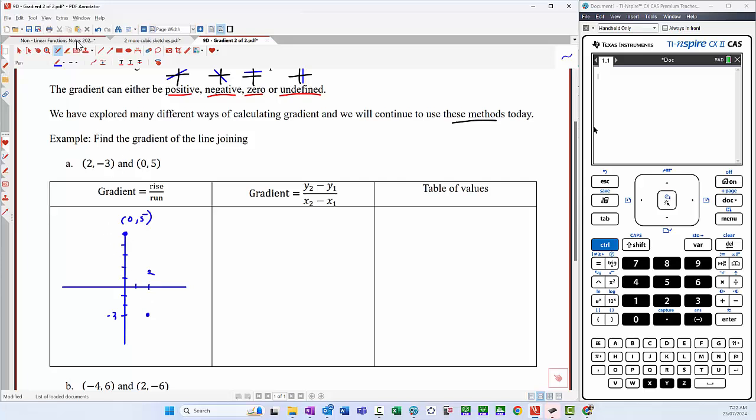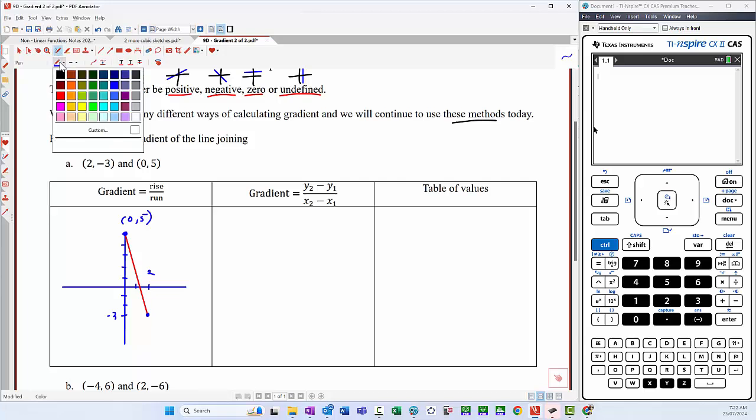So here's the second point. And what we want to do is write the equation of the line. So let's draw the line connecting the 2 points. There it is there. So the first thing hopefully you can see is that this is a negative gradient. Okay, it's very important to note that as the x values go up, the y values are coming down.